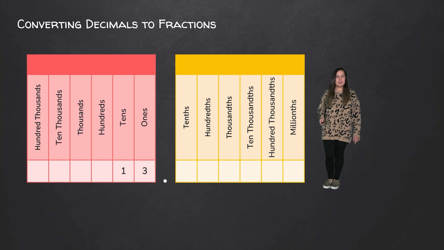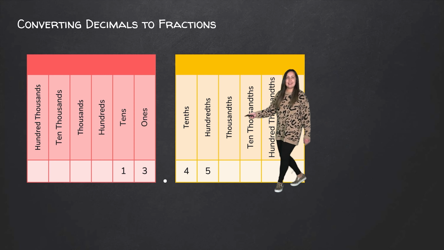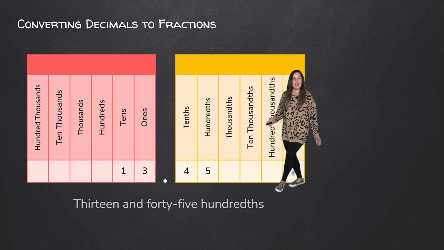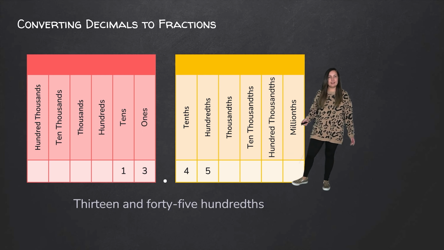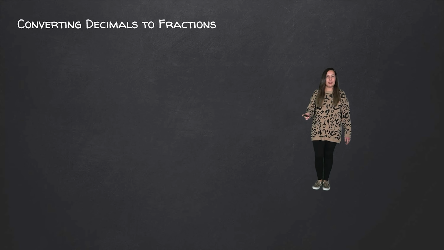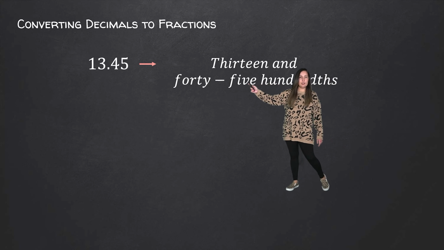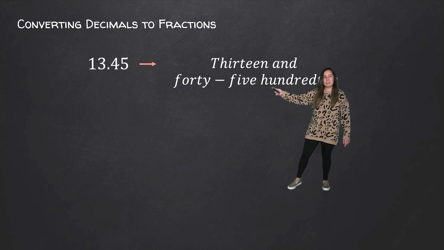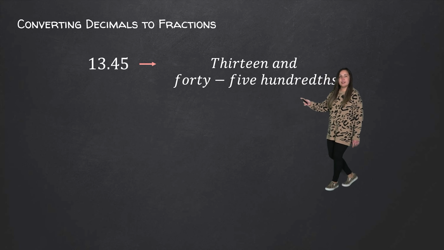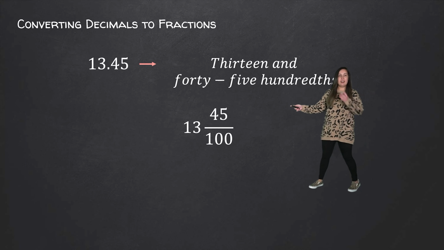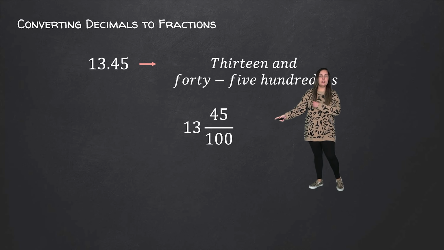So here we have our place value chart again, and we have our new number, which is 13.45. Notice that this ends in our hundredths place value, making this 13 and 45 hundredths. And so that's going to help us write this number as a fraction. So we have 13, which is our whole number, and 45 hundredths, which means we have 45 over 100. So we have 13 and 45 over 100.